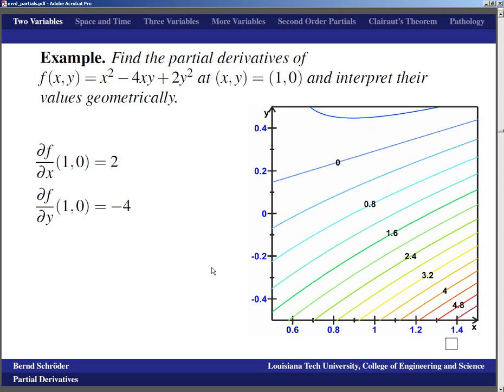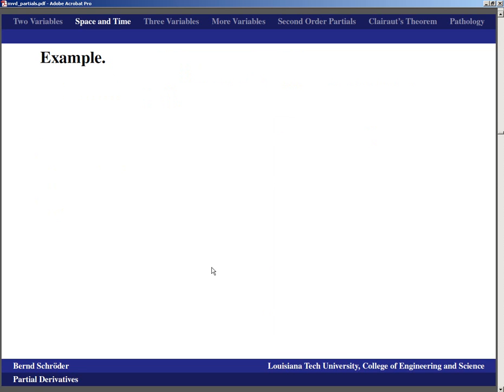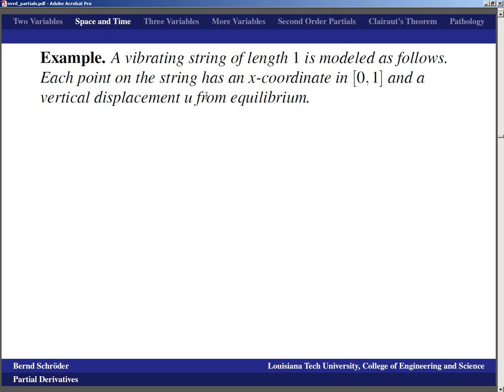Okay, we move on. So now, as I said, the two variable examples are nice. They're beautiful in terms of geometry, but ultimately we want to look at real life phenomena, and that's where, for example, we look at space and time. So let's look at a simple space and time phenomenon, which is a vibrating string of length 1 that we want to model as follows.